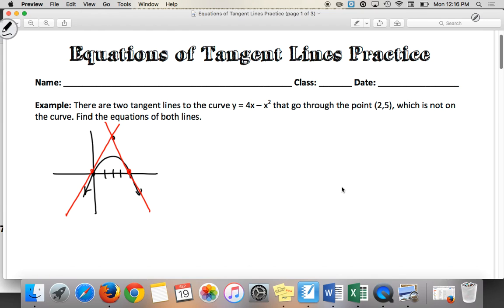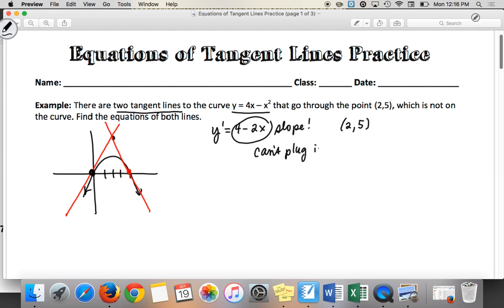But here's what we're going to do. It talks about tangent lines to this curve. So whenever it says tangent lines to a curve, what do you always do? Find the derivative, right? So we do 4 minus 2x. That is the slope. And it goes through the point (2, 5). So yes, we have the slope. We cannot plug in 2 for that slope, okay? We don't know where this is touching. It's not at the point 2. Mine looks like (0, 0), but I don't know. Wouldn't that be nice if I drew it perfectly? So you cannot plug in 2 because it's not on the curve. So that point is not on the curve.